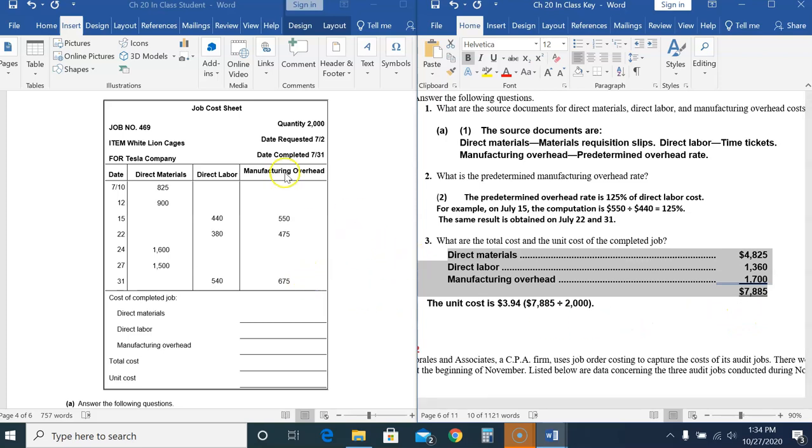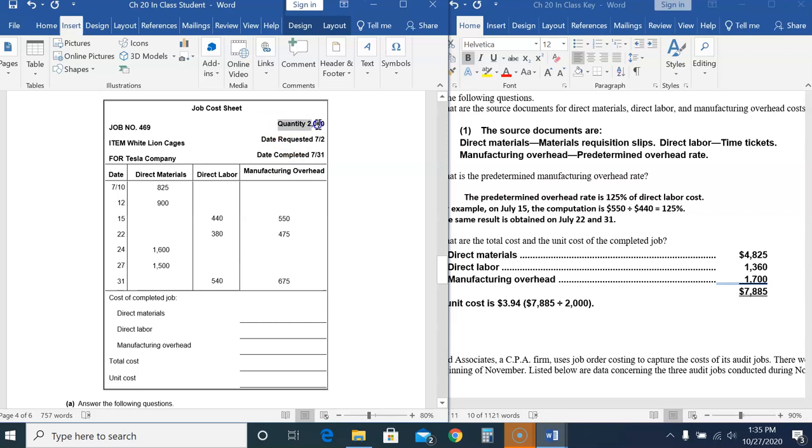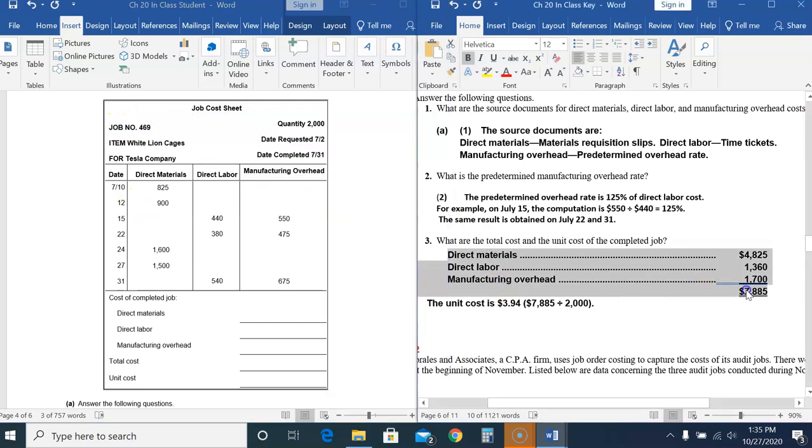To come up with the unit cost, I need to focus on the fact that 2,000 units of the inventory were manufactured on this particular job. If I take the total cost of $78.85 and divide by the total number of units, I come up with a manufacturing cost of $3.94 for every unit manufactured.